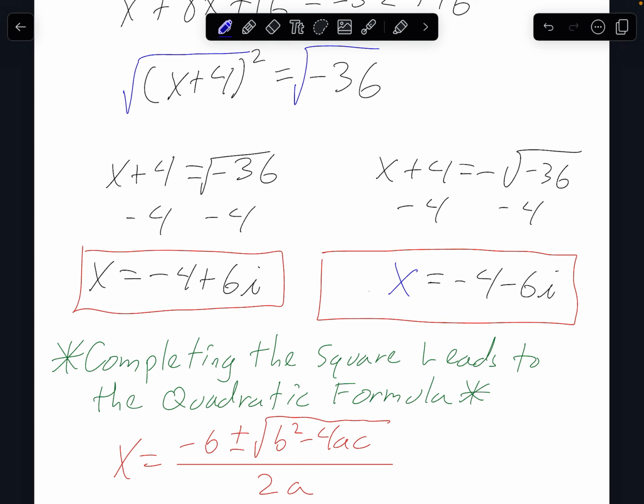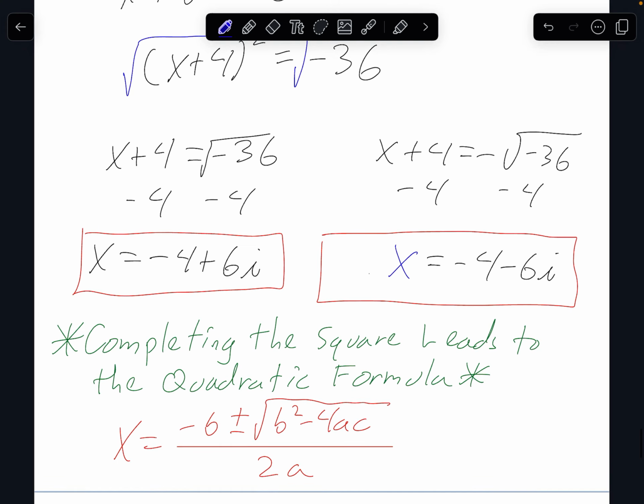And that is completing the square. Do the companion worksheet. Ask me any questions in class, but we will look at the quadratic formula, which is a direct result of completing the square.